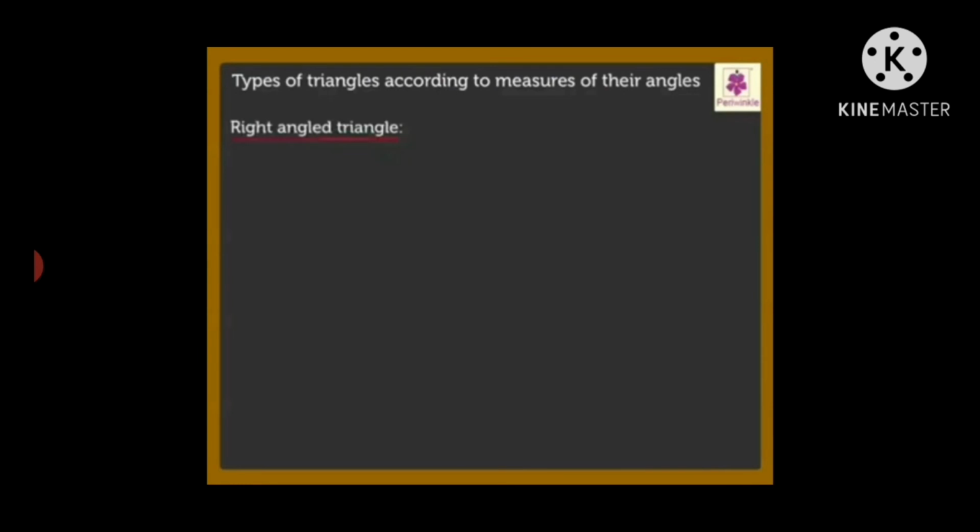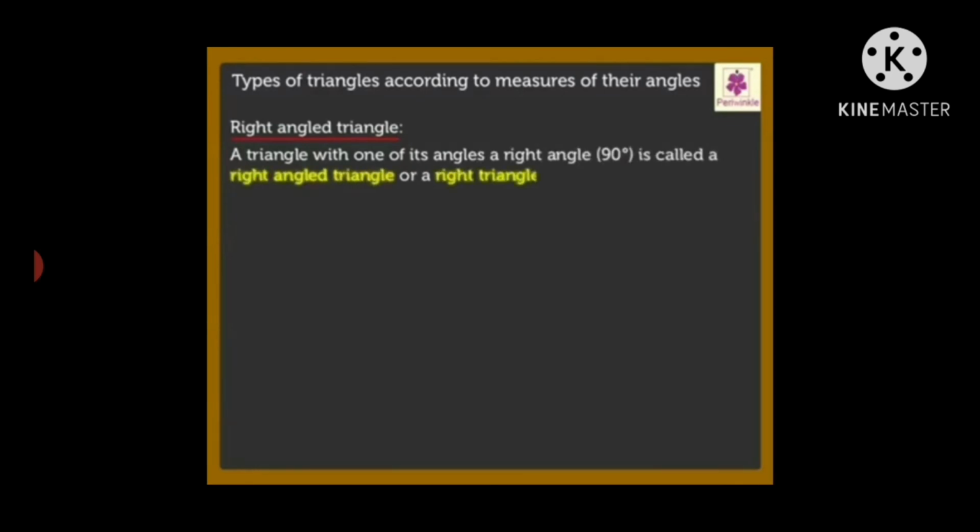A right-angled triangle. A triangle with one of its angles a right angle is called a right-angled triangle or a right triangle. Look at the triangle UVW. Here, angle V is equal to 90 degrees. Thus, triangle UVW is a right-angled triangle.